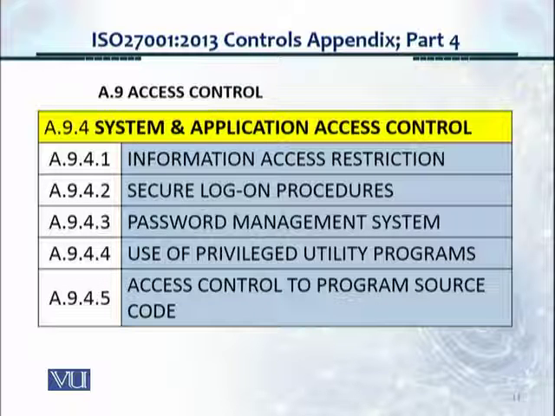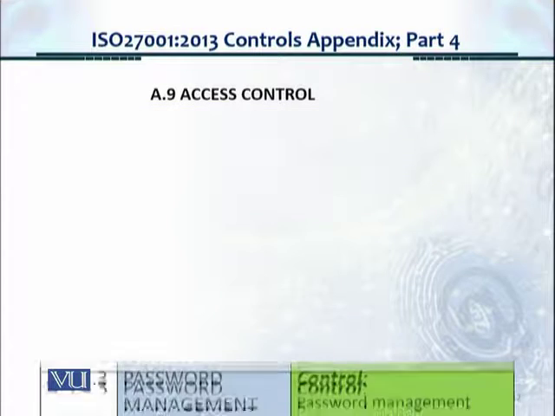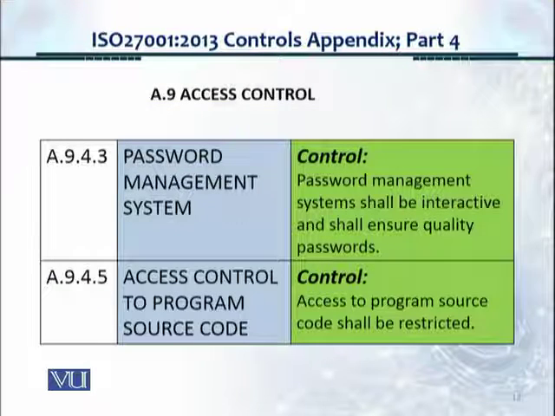So now, in the previous control objective, we had looked at user access control. Now we're looking at system and application access control and trying to control the access to the system and the application and, for example, the source code. So password management system 9.4.3 says, password management system shall be interactive and shall ensure quality passwords. So when the user logs on for the first time, it should ask for the temporary password, and once the user enters the temporary password, it should accept it, and then it should ask the user immediately to change the password.